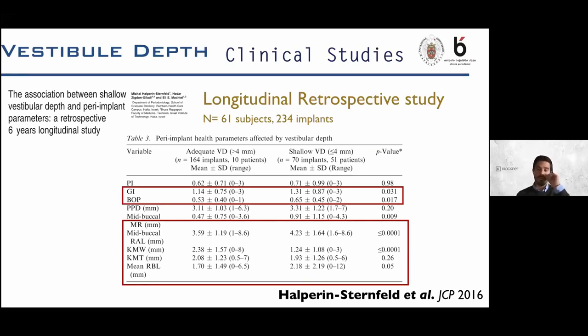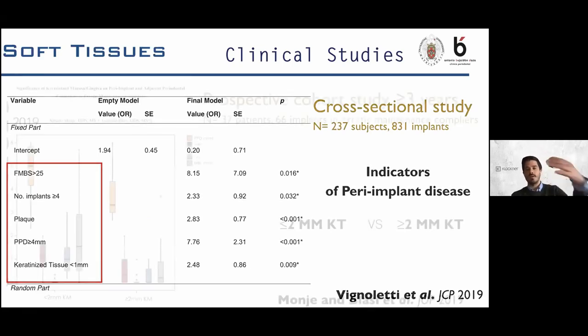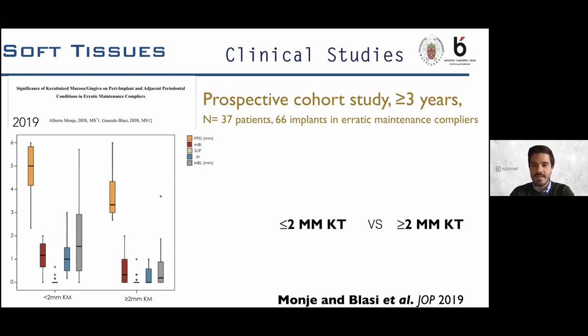So if we don't have enough vestibular depth, we should augment the soft tissues as well. As you can see in this cross-sectional study, in 237 patients and 831 implants, they looked for periimplant disease indicators, and they established not only the number of implants, the plaque, which is the oral hygiene conditions, and also the preimplant depth, but also the lack of keratinized tissue, because patients who had less than 1 millimeter of keratinized tissue present 2.48 fold risk of having preimplant diseases. But also this was confirmed by this study.